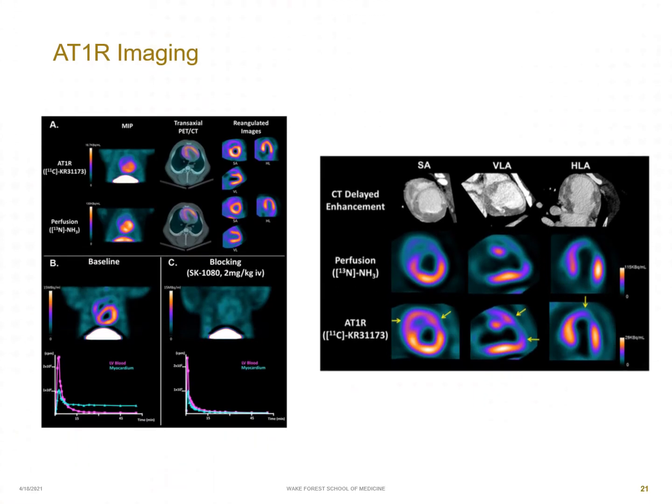The imaging of the angiotensin type 2 receptor is shown on this slide in a normal pig model on the left side with a nice visualization of the left ventricle, and in a pig with myocardial infarction on the right, showing the CT delayed enhancement of the infarcted myocardium, the defect of perfusion in the anterior wall, and the visualization of the angiotensin type 2 receptor to the superior aspect of the anterior wall.